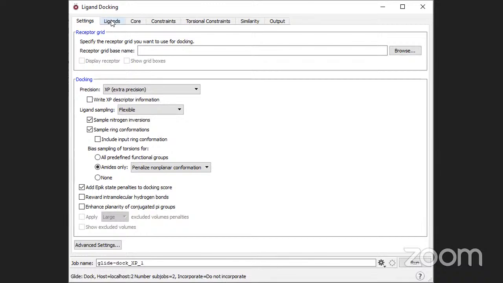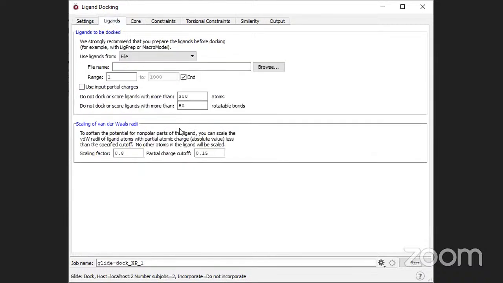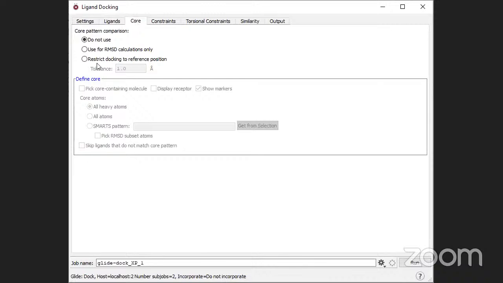Then coming to the second one, that is ligands. Here you can see the option use ligands from. That may be a file, project workspace, or project table. Whatever ligands we have prepared and saved in the second step, that is the ligand preparation step, those files we need to choose now. Okay. Then for the other option, you can click use for RMSD calculations or do not use; you can employ these options sometimes or avoid clicking.